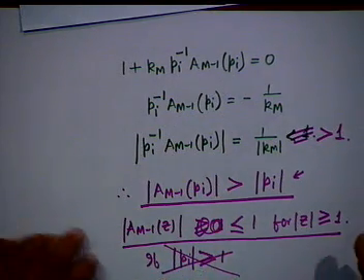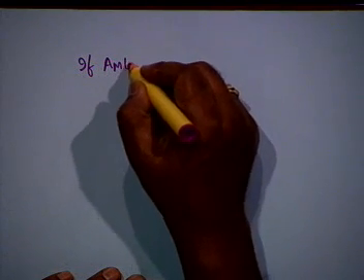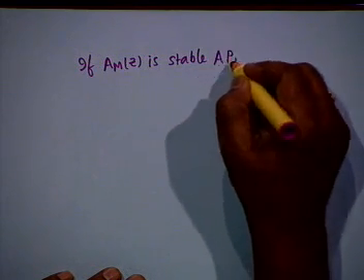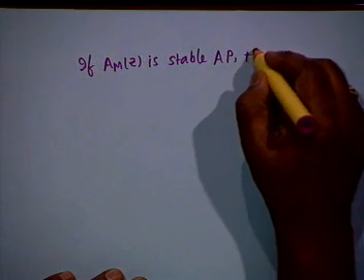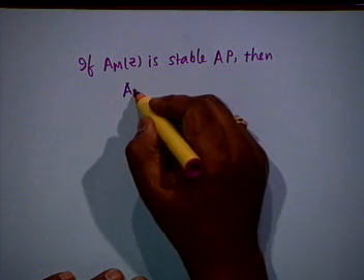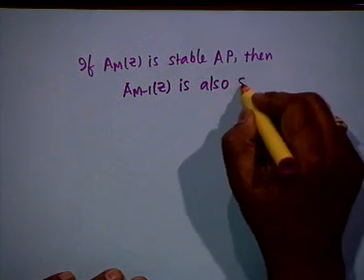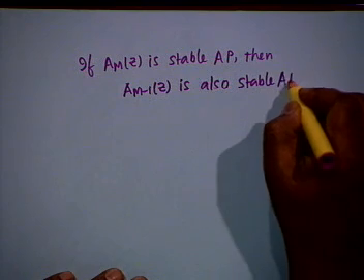In other words, we have proved that if Am minus 1, the derived function, is stable, then the original function must also be stable. So, we now state the core of the test, that is, it says that if AMZ is stable all pass, then AM minus 1Z is also stable all pass.